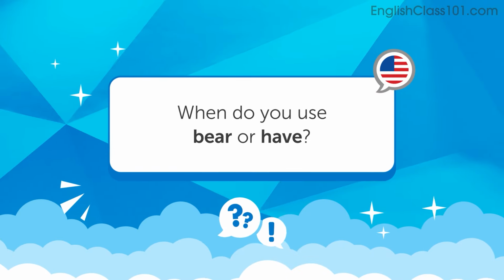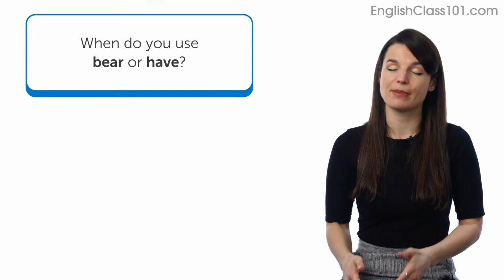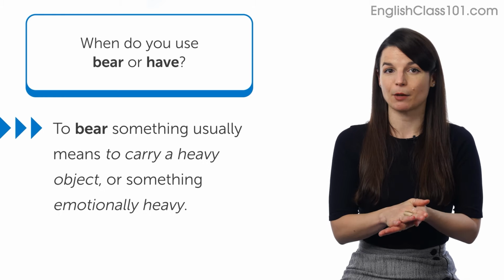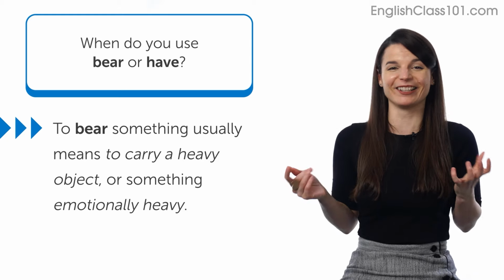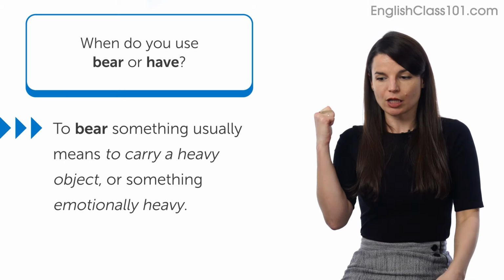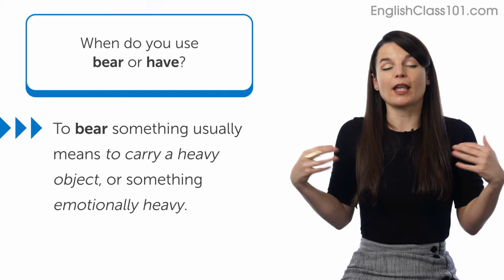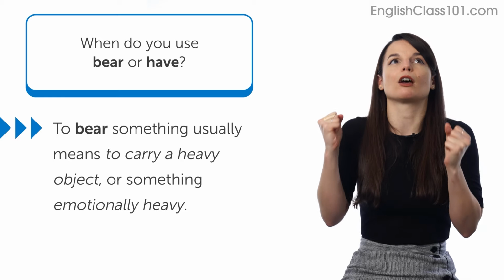Next question comes from Roman Matovsky. Hi, Roman. Roman says, "When do I have to use bear and when do I have to use have?" Interesting question. Bear versus have. This might be a new verb for some people. To bear, B-E-A-R. So the same spelling as the very big dangerous creature that lives in the forest. But to bear something usually means to carry something, often very heavy, or to carry something emotionally very heavy. So it has this feeling of weight.